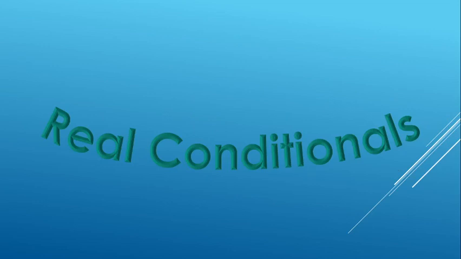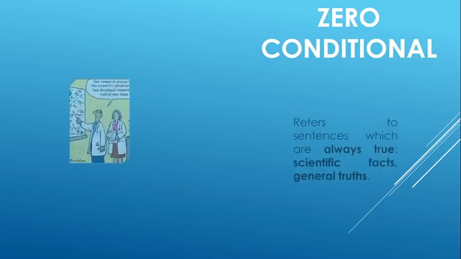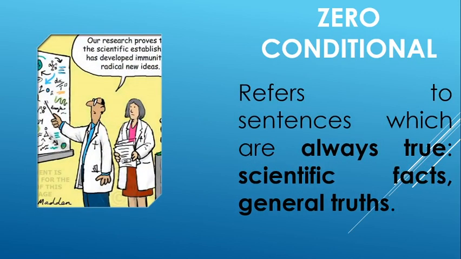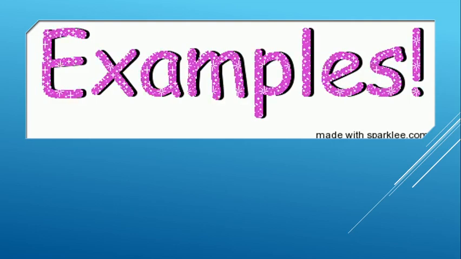Let's begin with real conditionals. In the group of real conditionals, we are going to begin with the zero conditional. The zero conditionals are the sentences that refer to something that is always true. We can talk about scientific facts, we can talk about general truths, right? Let's see some examples.